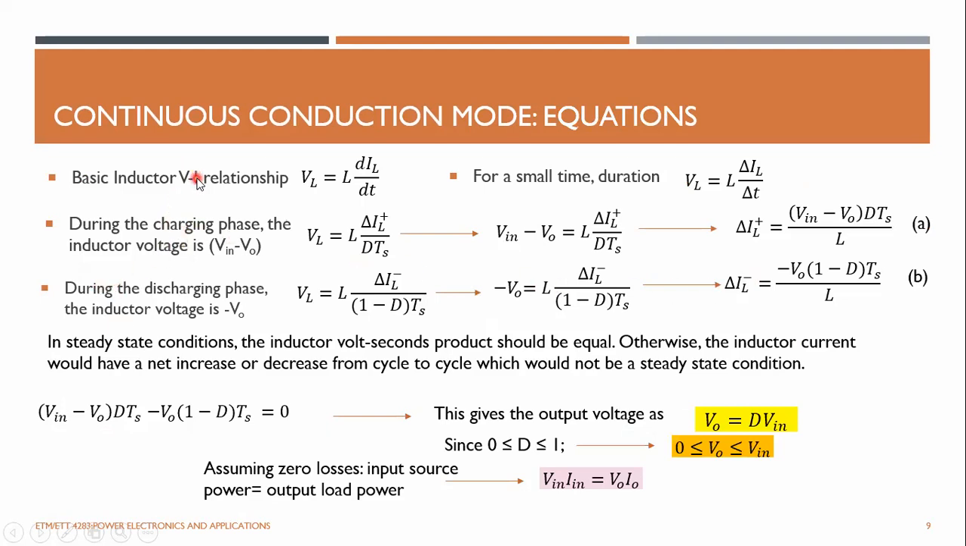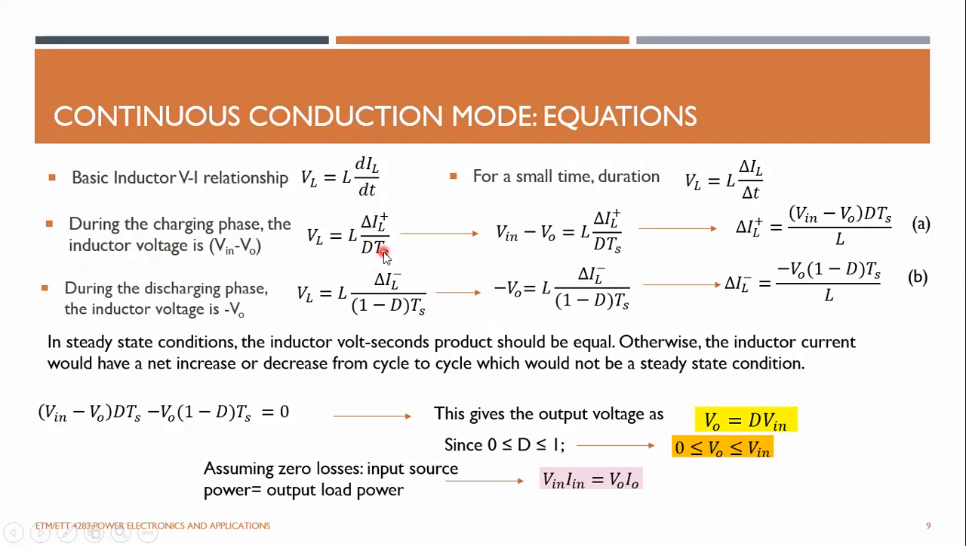So we can derive some basic equations for the buck converter using the inductor voltage-current relationship. You know that the inductor voltage is V = L di/dt. For a small time duration, we can assume this time is delta t. So L times delta I divided by delta t is the inductor voltage. During the charging phase, the inductor voltage is Vin minus Vout. So assuming the inductor charging current is plus IL.